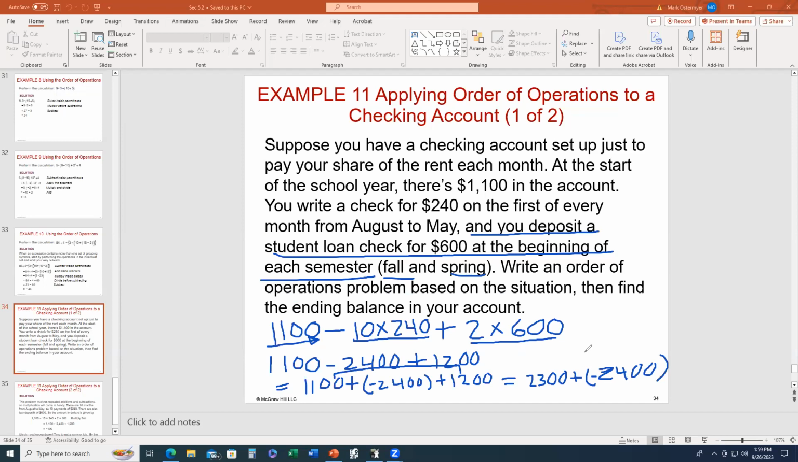So what's 2400 minus 2300? That'd be 100, positive or negative? Negative. Uh-oh. It looks like our account is $100 in the red. Do you agree? As they say, not in the black, but in the red. In other words, we're in trouble. We bounced a check. Negative $100 is our account balance at the end of the day, and we have to address that. So there you go, ladies and gentlemen. See how we set it up and then evaluate it according to the order of operations.